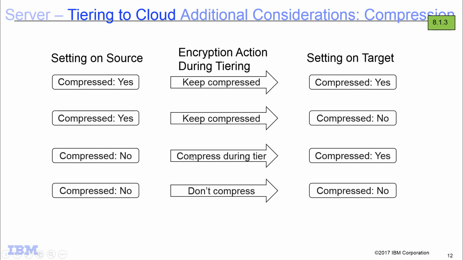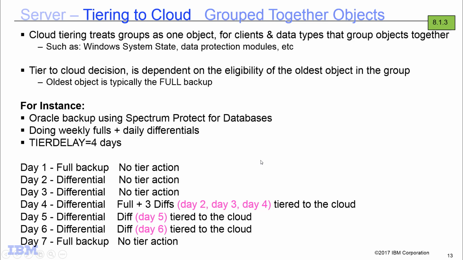One other consideration is if you are utilizing backups of things like Windows system states or data protection modules, for instance for your databases. A lot of those types of programs take full backups that have either dependent incrementals or differential backups with them. When we tier to cloud, we're going to migrate those fulls plus incrementals and differentials together as a group, and we're going to base that eligibility on the oldest object in that group. Usually that oldest object is going to be the full backup.